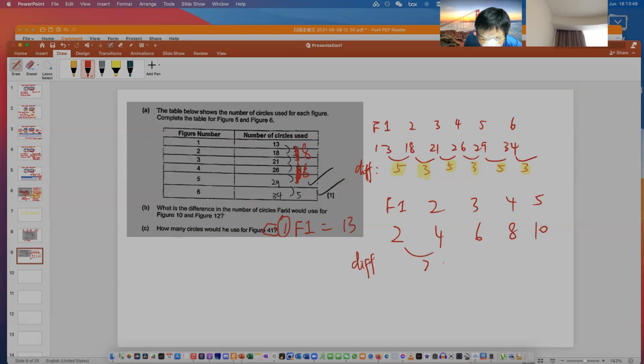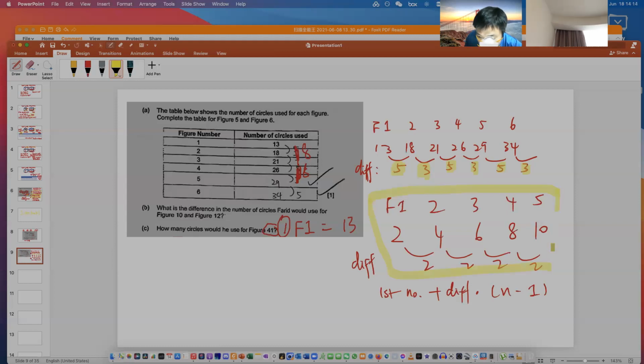So if the difference does not alternate, it remains the same. So we can make use of the formula: first number plus the difference times (n minus 1). The n here refers to the figure. Okay, so let's talk about this question first.